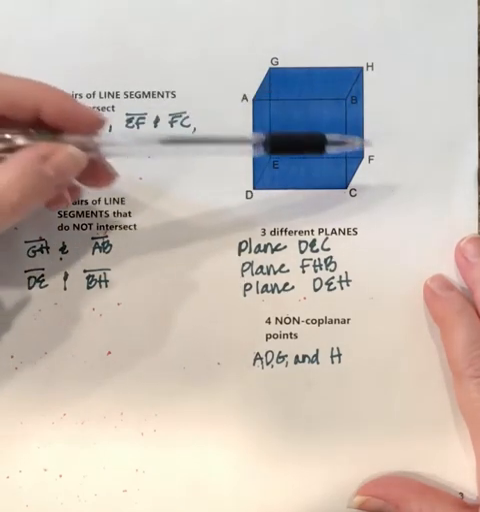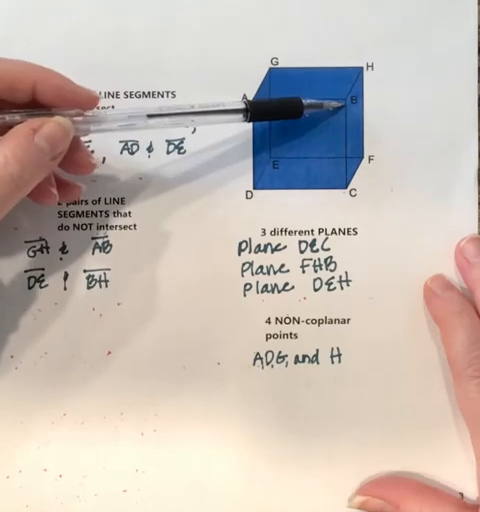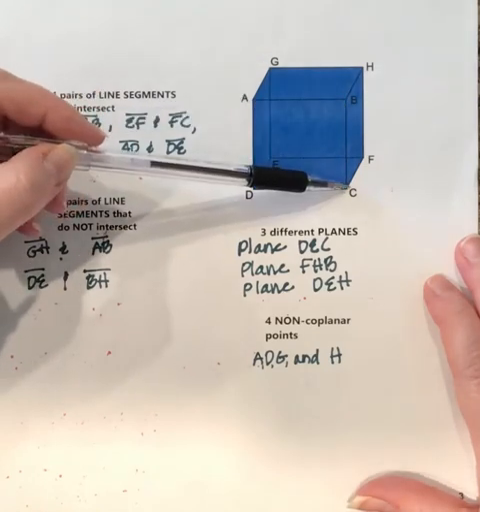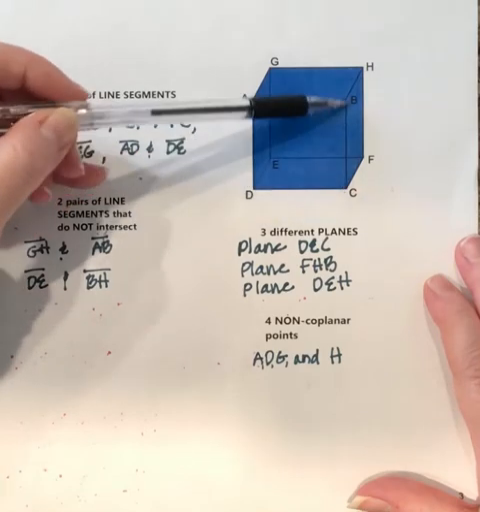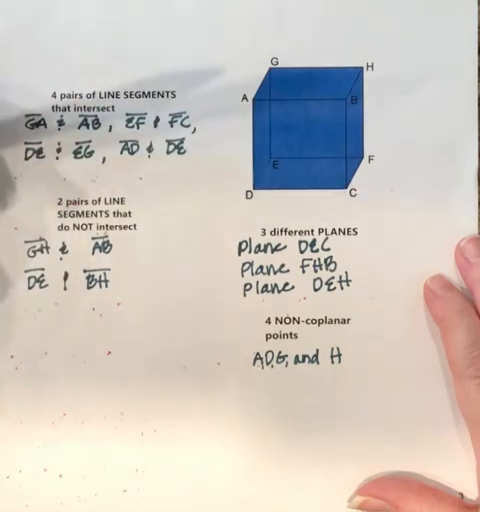Plane FHB, same thing. C is also on that plane, so I could have incorporated the letter C in the name. Either way, the way I'm looking at this, it is the right side of the box.